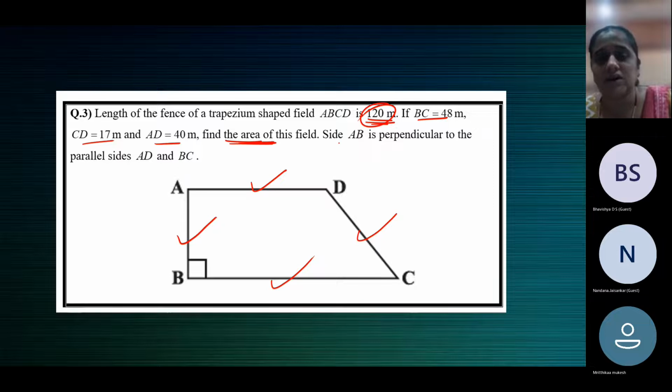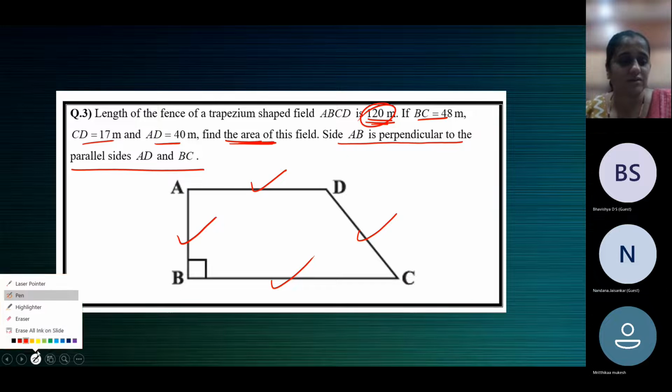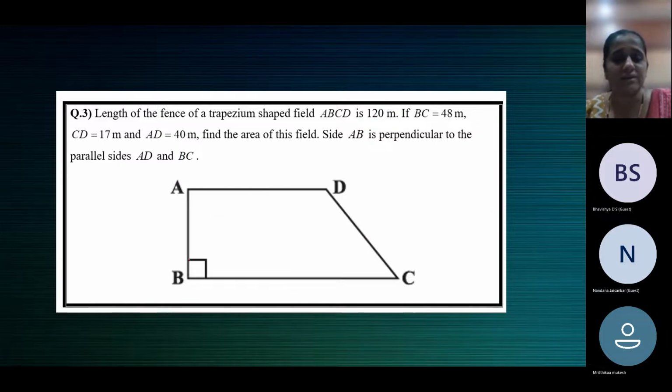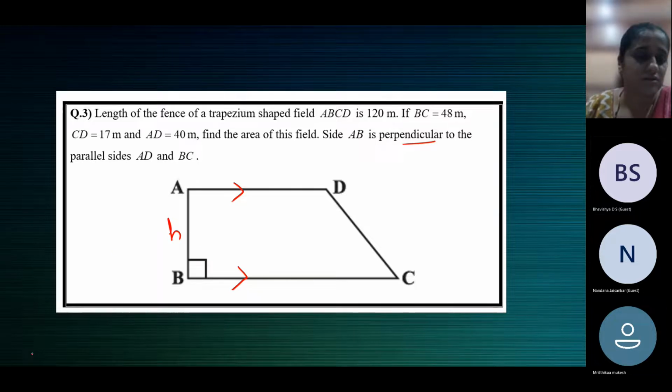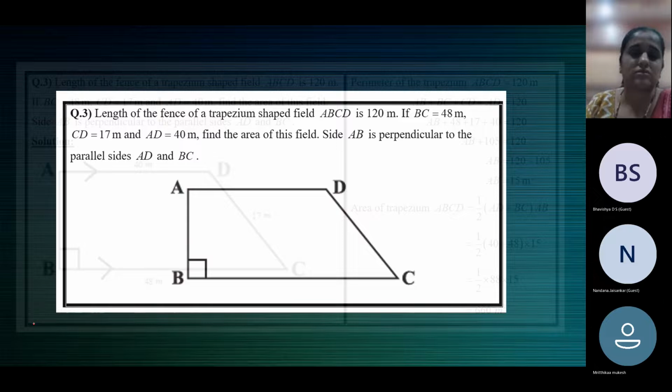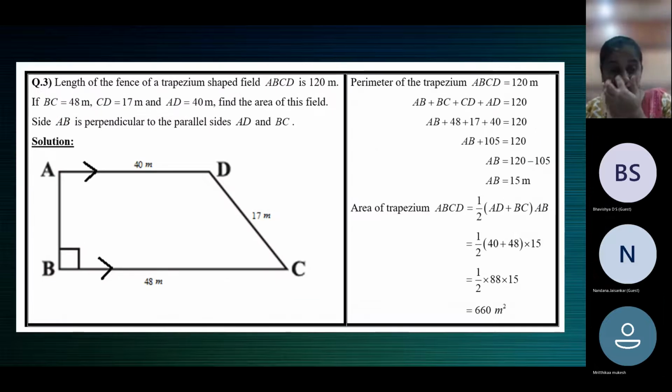It's also given that side AB is perpendicular to the parallel sides AD and BC. This side AB is the perpendicular distance between these two parallel sides. So that means this is H. AB is H. Yeah, work it out, children. Go through the working, understand, and then start working. If you have any questions, you can ask me.